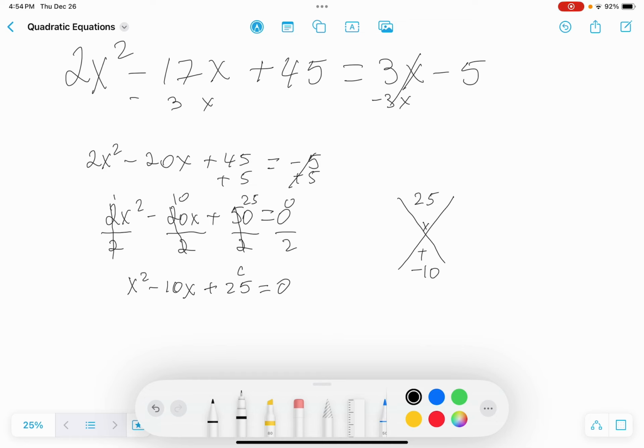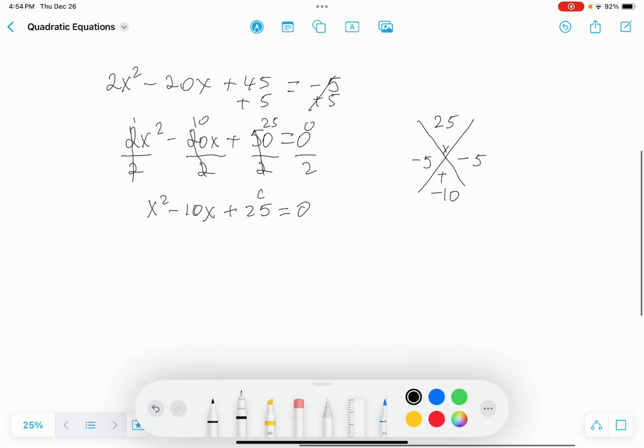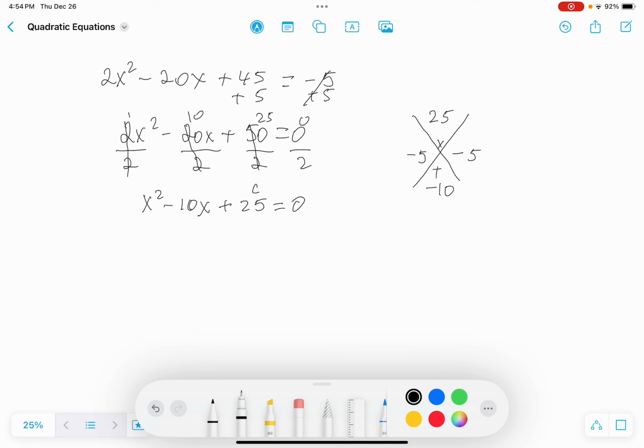You understand now, if you have two negative numbers, when you multiply them you get 25, and if you add them, you still get a negative number. So I think negative 5 and negative 5 will be two good numbers. Negative 5 times negative 5 will be positive 25, and negative 5 plus negative 5 will be negative 10. Then I go back to the equation in standard form and make it in the factoring form.